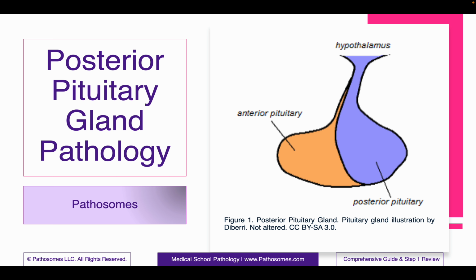Now, if you take a look at this cartoon here, we have the anterior pituitary and the posterior pituitary. And out of the picture, we have the hypothalamus. Now, we're going to be talking about posterior pituitary gland pathology.